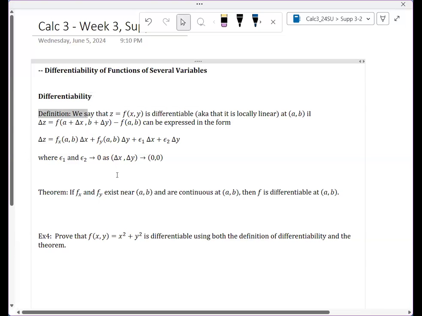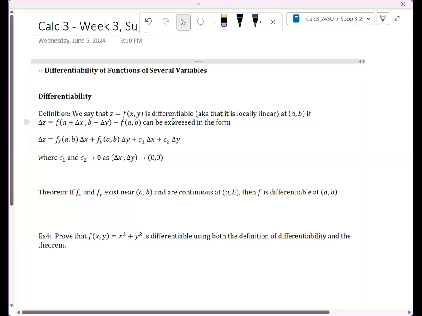So, definition. We say that a function of two variables, z equals f of x y, is differentiable, or in other words, that it's locally linear at a point (a, b) if delta z, which we define to be f of a plus delta x, b plus delta y, minus f of a b. So this is the change in the output if we vary both the x coordinate and the y coordinate at the same time.